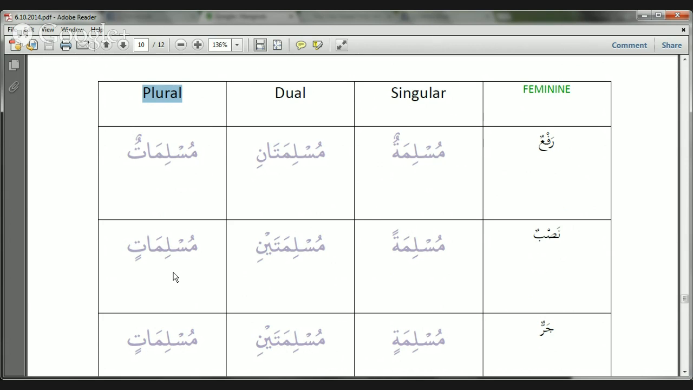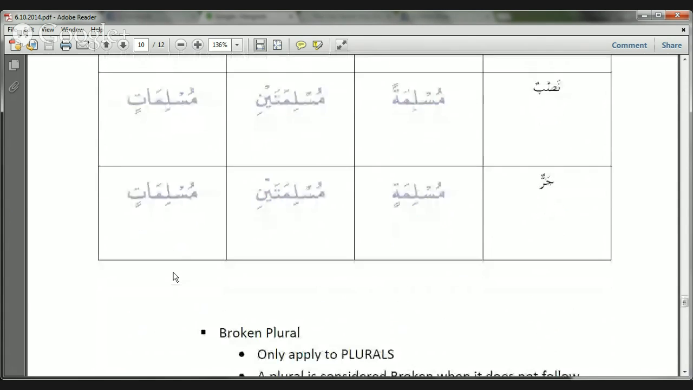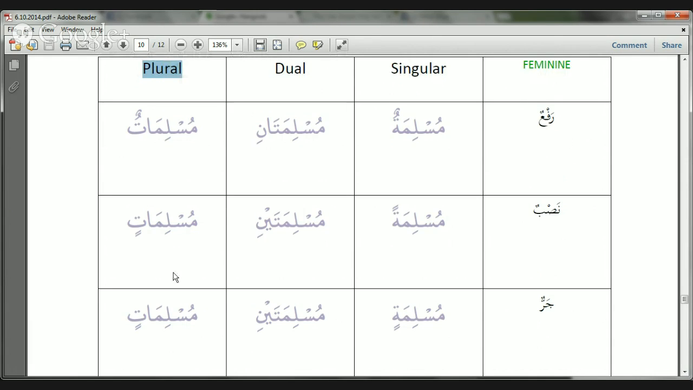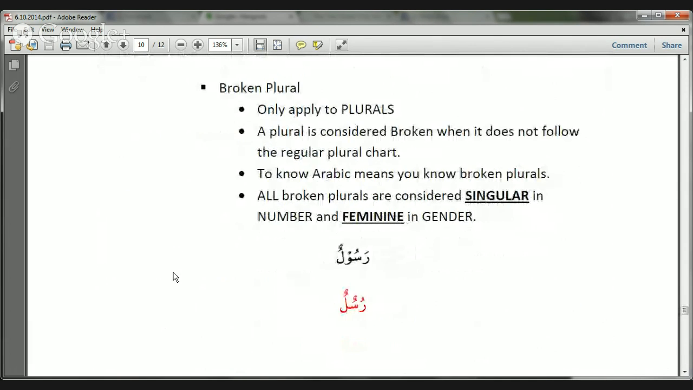So what if I have a plural which is not on the chart? If I have a plural that can't fit on this chart, is it going to be considered a sound plural? It's going to be a broken plural, but it can't be a sound plural, because it's not on this chart. So then we spoke about broken plurals, and we mentioned that broken plurals only apply to plurals, and that a plural is considered broken when it does not follow the regular plural chart. And we just went over that.